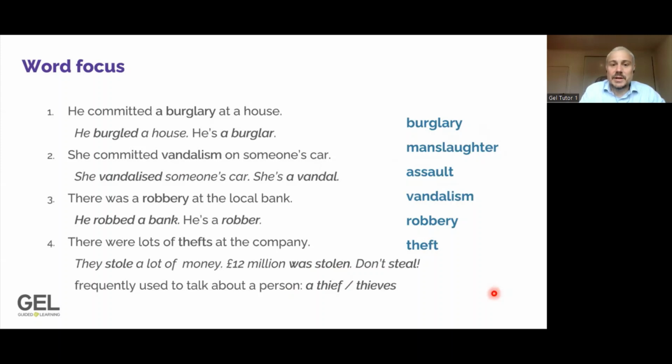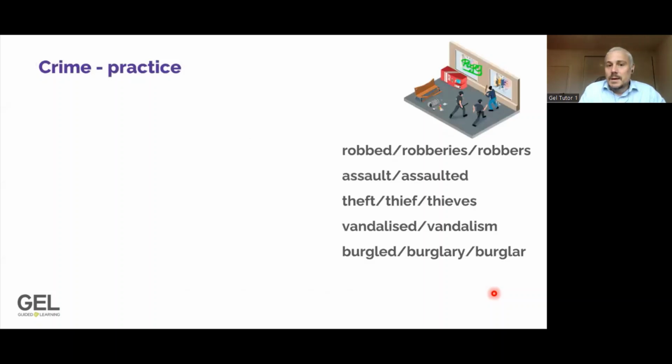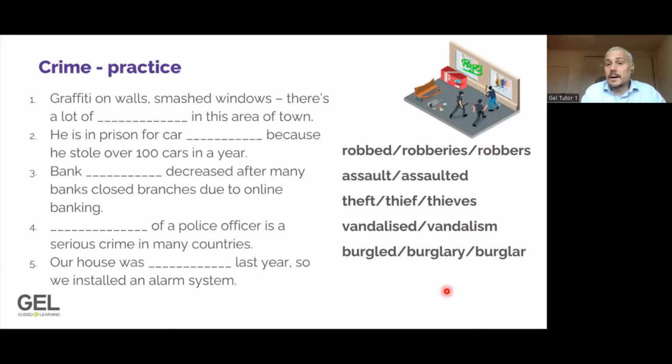Okay, let's practice using all of this vocabulary together. Here are some of the words we have looked at on the previous pages. There are different crimes and different forms of the words. We're going to use these words to complete some sentences. Here are the sentences. I'd like you to read all of the sentences now and to think what word and form of the word you might need to complete each sentence. You have 30 seconds now to read the different sentences.